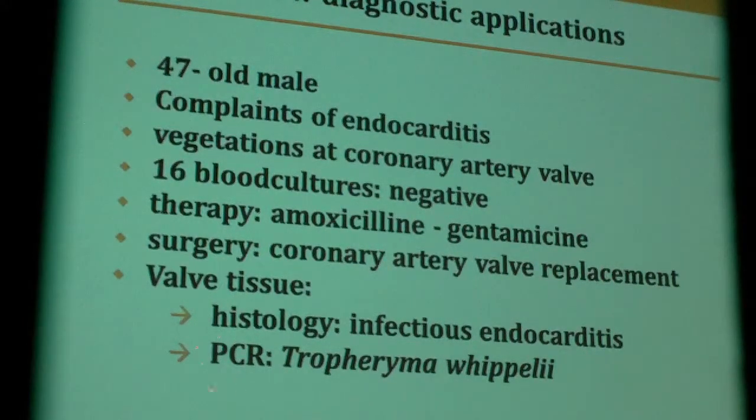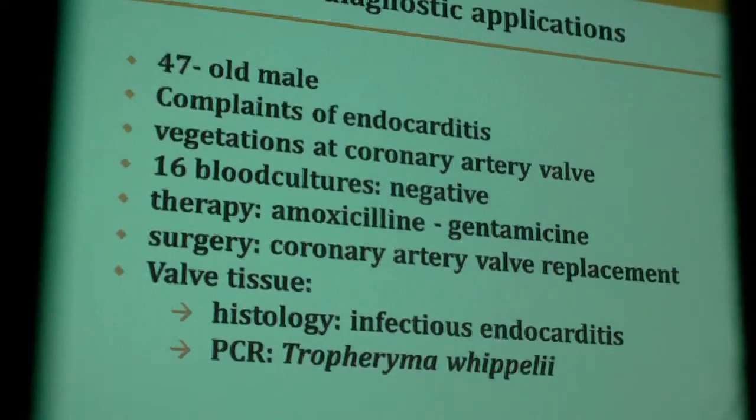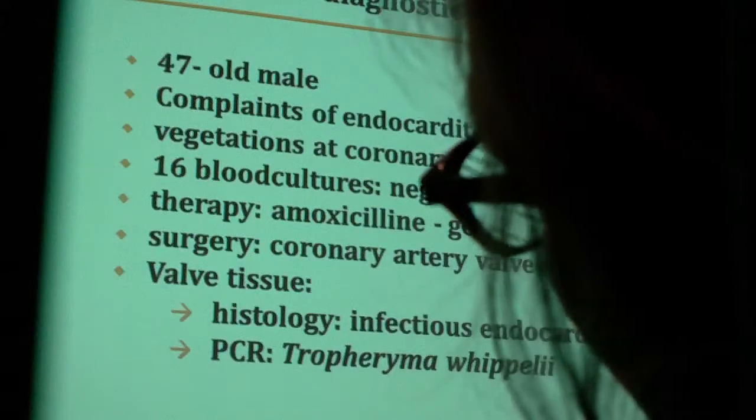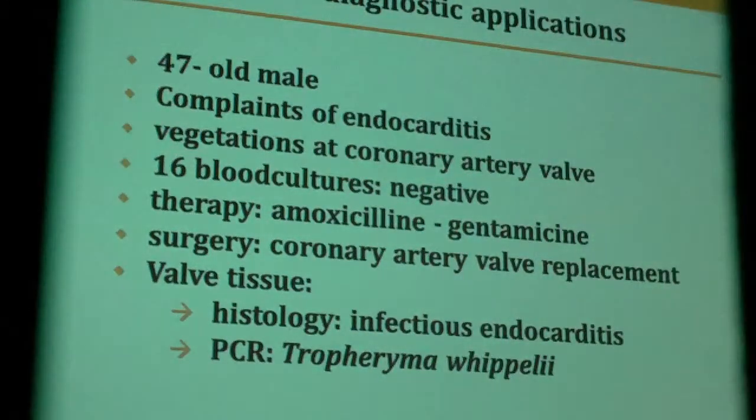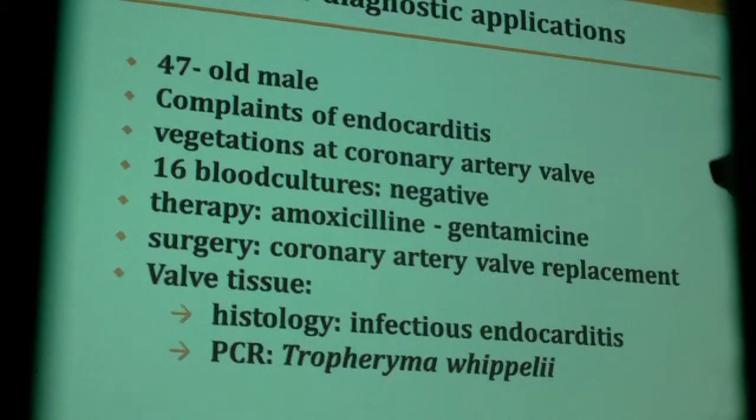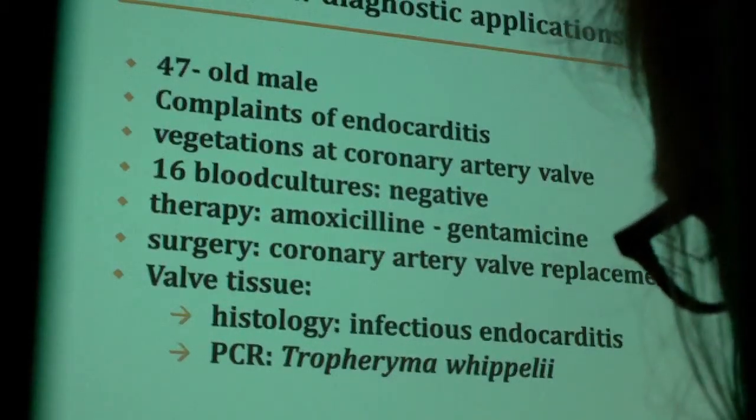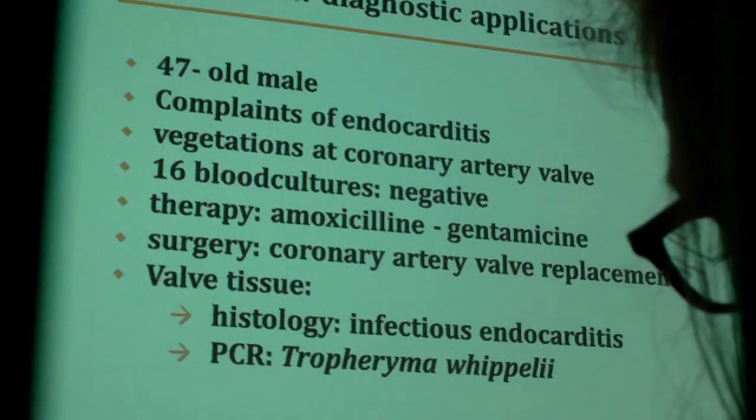But then we introduced the PCR, and the PCR clearly identified Tropheryma, which was previously not known to cause endocarditis. We never know, because it's not culturable. So this is the reason why these real-time PCRs are so in favor now, because you can detect far more. And if your controls are okay, then you really also know that what you're detecting is really something.